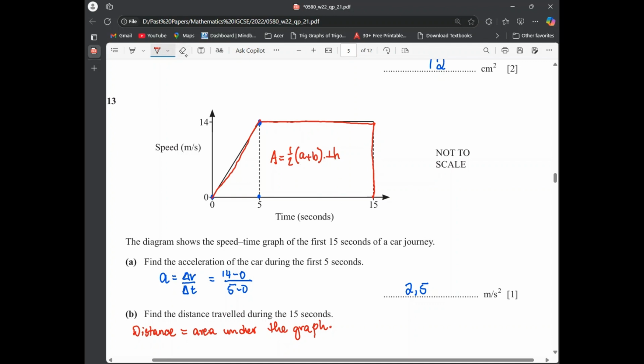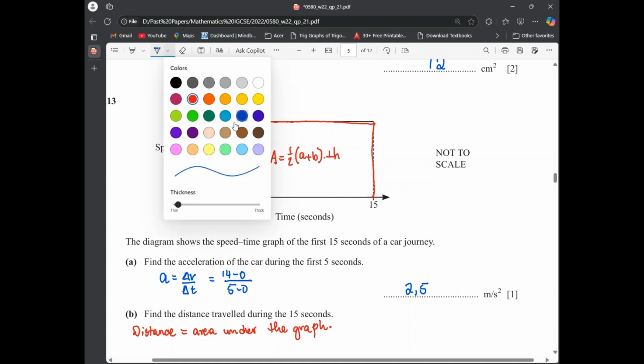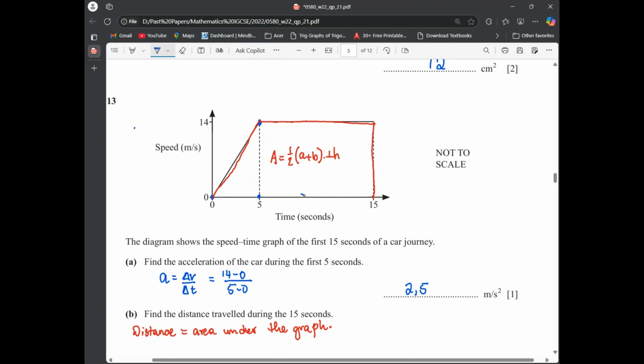Now, a and b are the parallel sides. So you can take this side as your a, that side as your b, or vice versa. It doesn't matter. And the perpendicular height is simply the perpendicular distance between the two parallel sides, or the separation between your a and your b. So let's put in some numbers here.